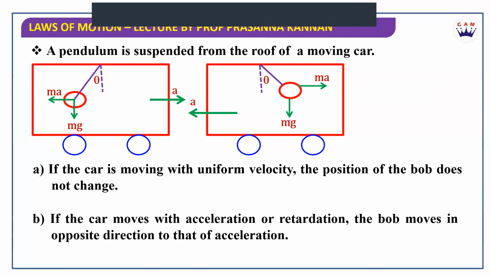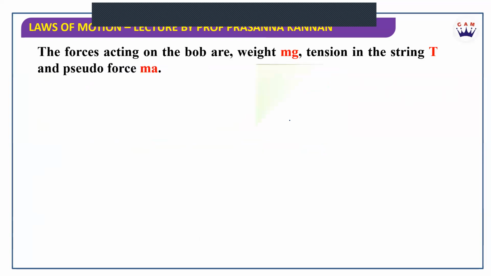The car moves with an acceleration or retardation. The bob moves in the opposite direction. If it is accelerating forward, then the bob will move backwards. If the car is slowing down, then it will move forward. This is just an implication of inertia, correct or not? You understand it a little more here.